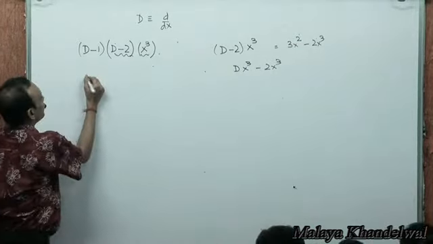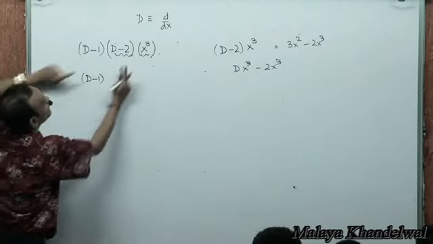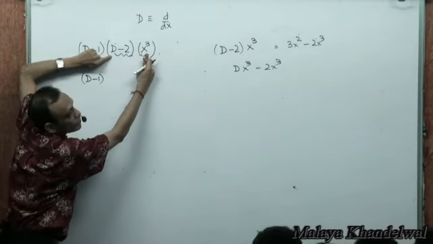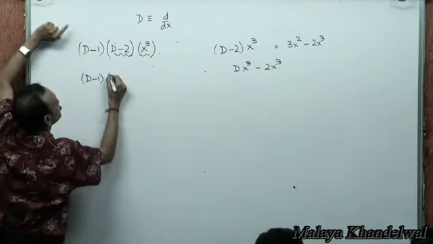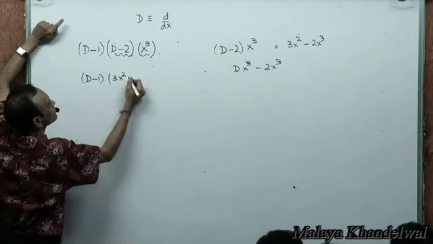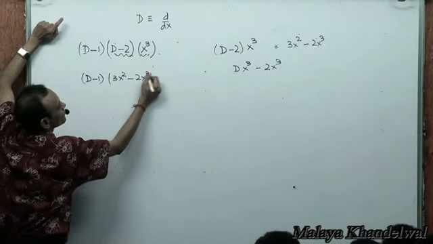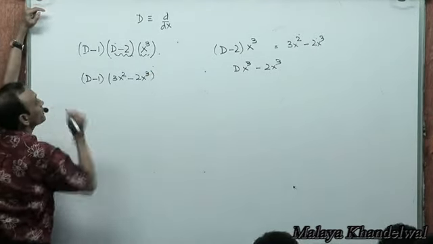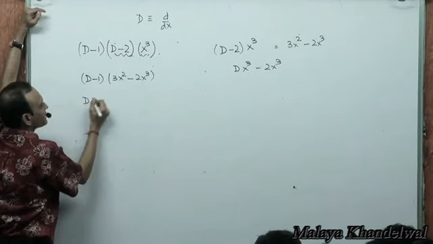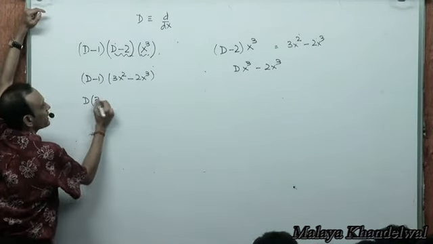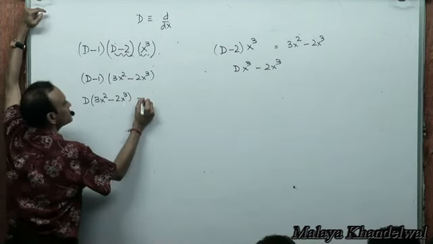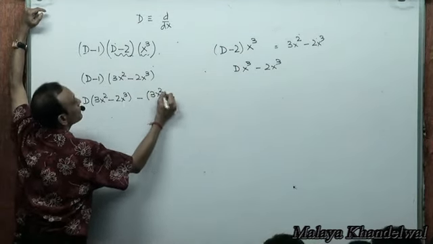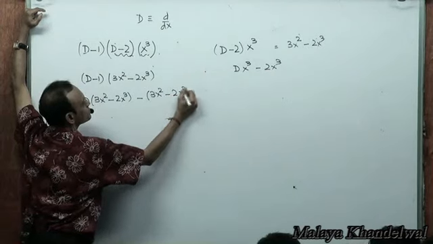So now D minus 1 acts on what? D minus 1 acts on the output of this. The output of this is 3x squared minus 2x cubed, which is now like D acting on 3x squared minus 2x cubed, minus (3x squared minus 2x cubed).